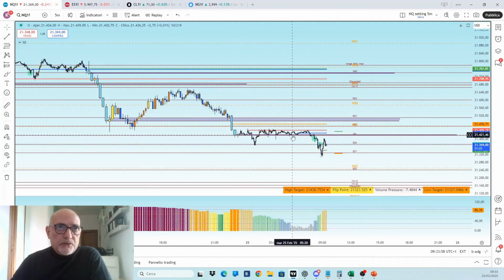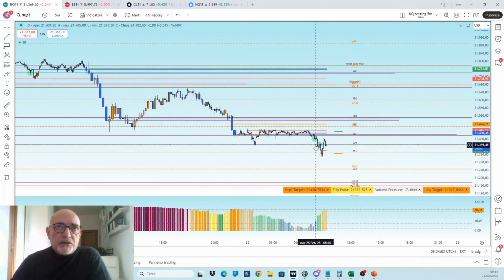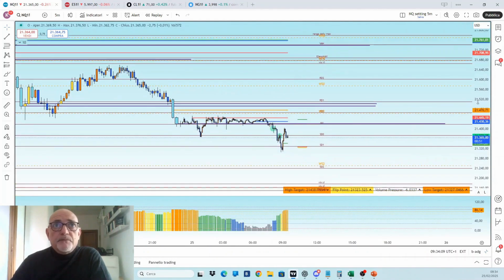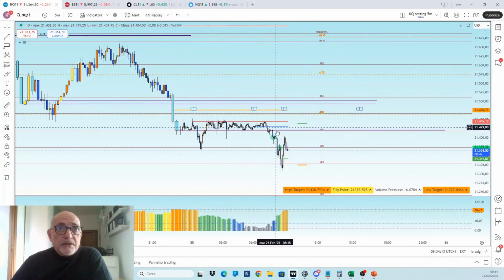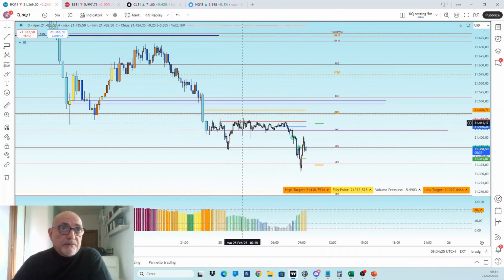Already during the morning, there was a first plunge. So at the opening of the European session, a first plunge that brought the price to SD1 for the Nasdaq. In short, we are below all the BC3 levels apart from the one that formed this morning for the European opening, but we are under all the other BC3 levels that need to be monitored.